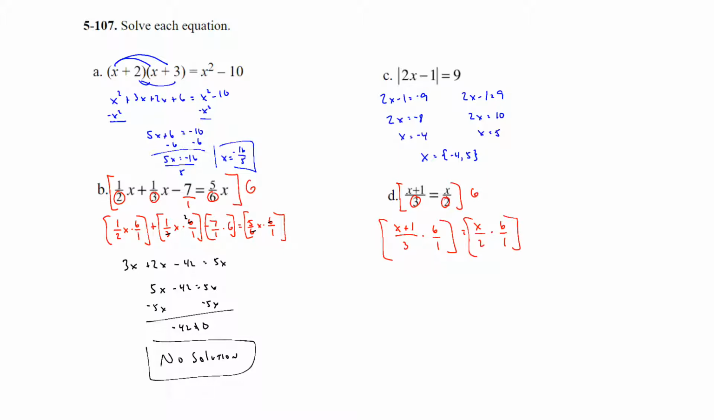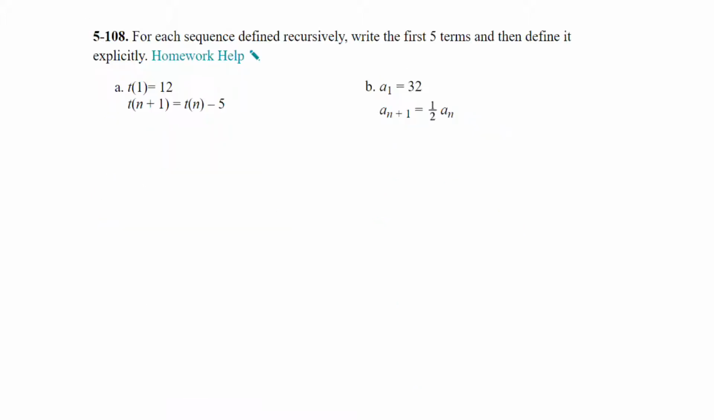So when we multiply by 6, the 3 cancels with the 6, but there's still a 2 left. So it's 2 times the quantity x plus 1. And then on this one, the 6 divided by 2 is 3. So we're left with 3x. So we'll distribute, subtract the 2x, and get 2 is equal to x. So our solution is x equals 2.